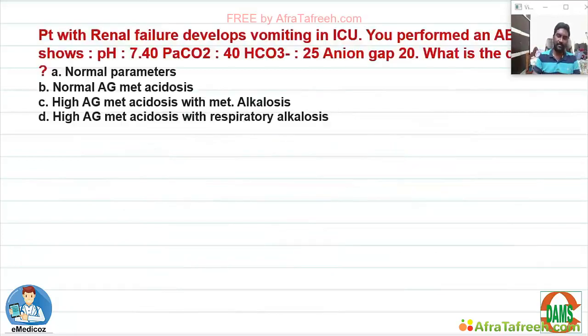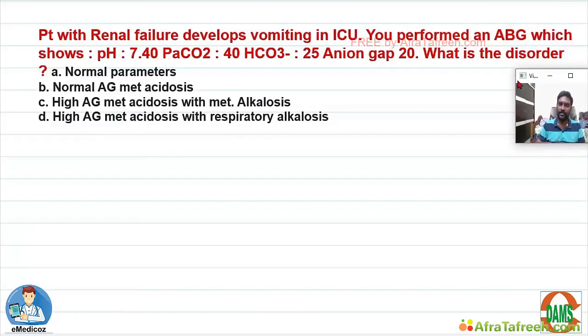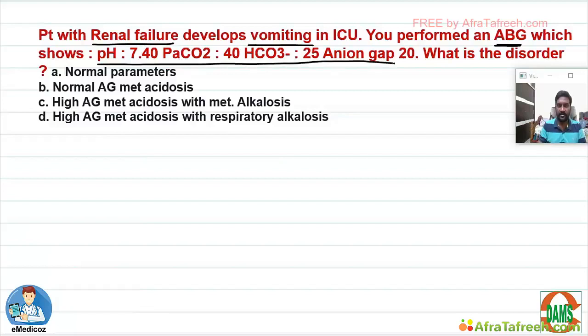Now let us see an example. A previously asked Ames question. There was a patient with renal failure, and he developed vomiting in ICU. So the patient's presentation: renal failure, and also there is vomiting. You performed an ABG. So these are the parameters. Anion gap is given. They're asking you what is the disorder. Whenever you see pH 7.40, PaCO2 40, bicarbonate 25, if you see only up to here, you feel these are normal parameters.